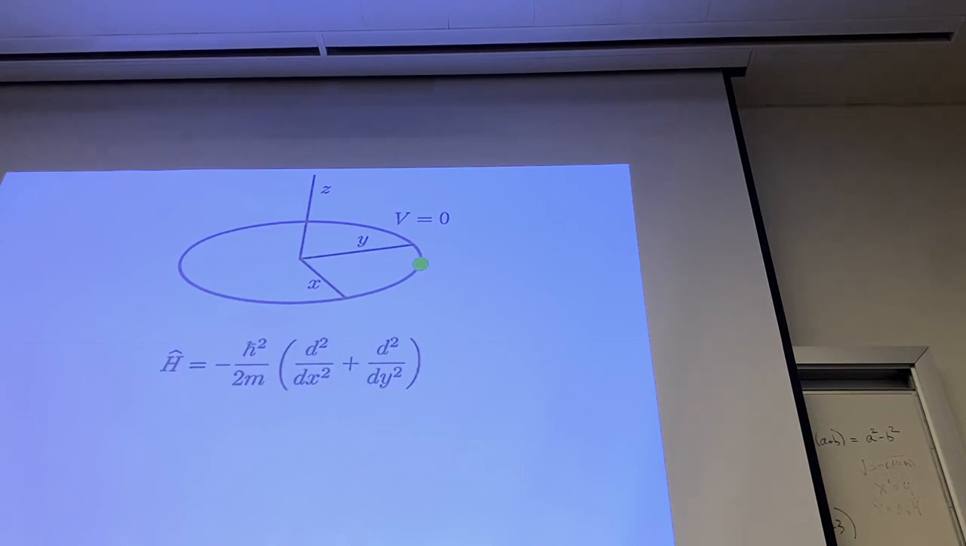It is moving in the xy plane. It's not moving in the direction z because it's confined to the xy plane, but it's confined to the circle. So in the most general terms, I can just write the Hamiltonian as the second order derivative with respect to x and the second order derivative with respect to y, because it's two-dimensional, just like a two-dimensional box. There's no potential energy, so V equals 0. That's good. And then try to solve this.